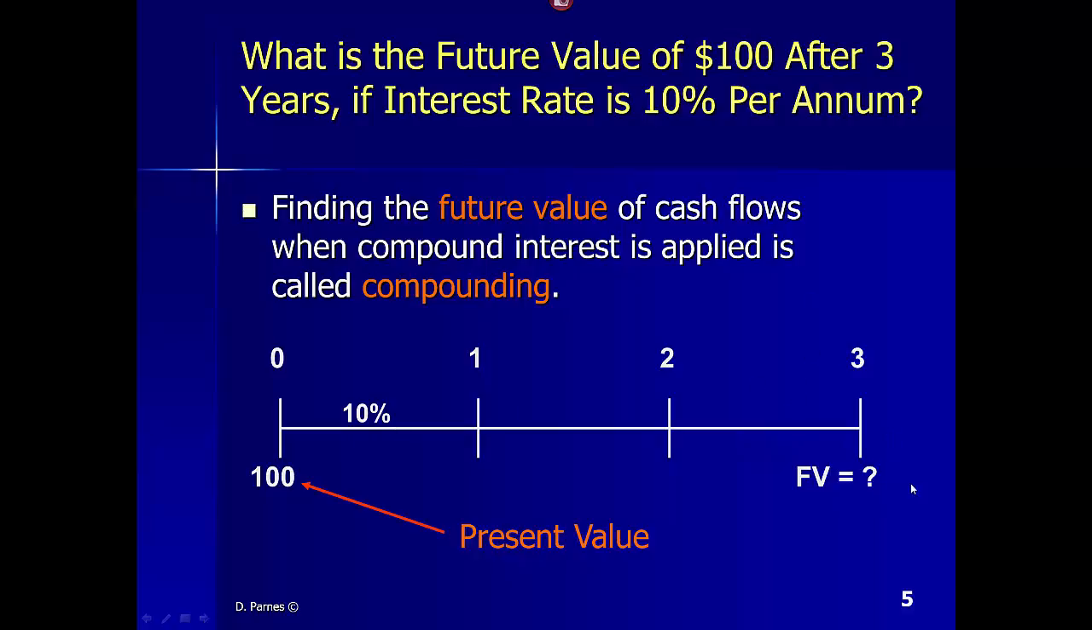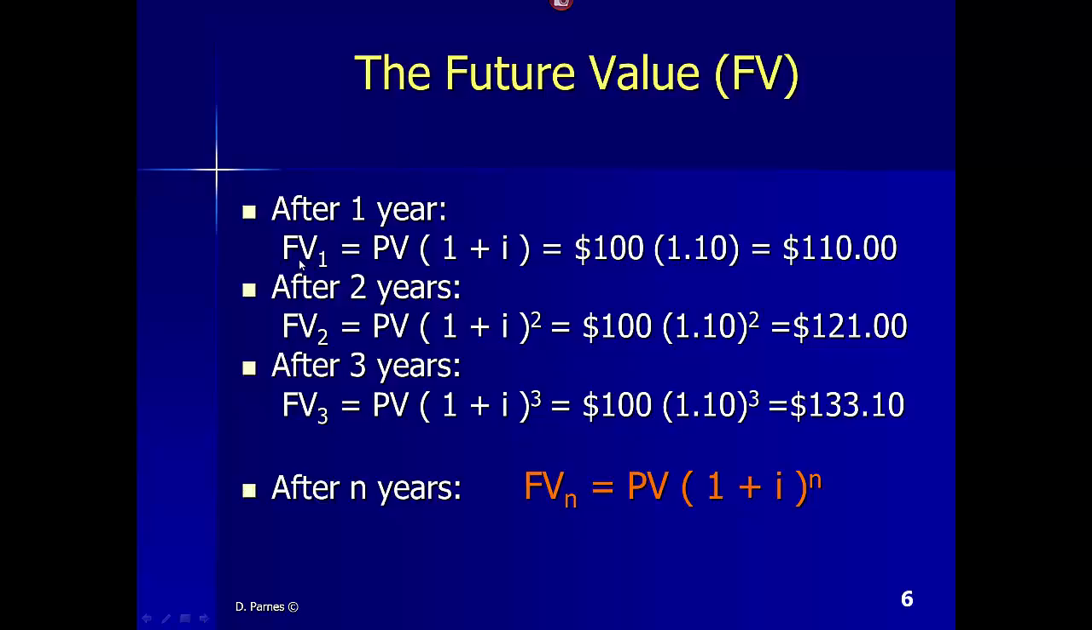Let's solve our problem. What is the future value of $100 in 3 years with an interest rate of 10% per year? Here is the solution. Future value in year number 1 is the present value times 1 plus the interest rate. Once again, we're multiplying times 1 to get the principal plus the additional interest rate that you get as a return. So $100 times 1.1 gives you 110 in year number 1. Future value in year number 2 is the present value times 1 plus the interest rate squared. Why is that?